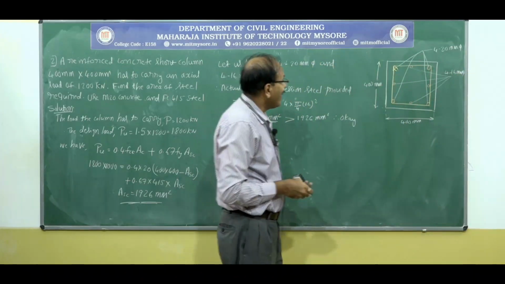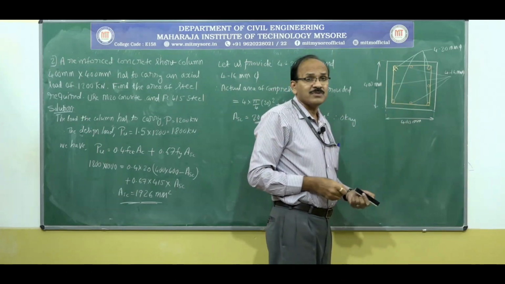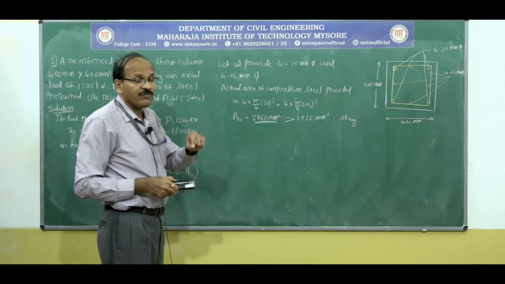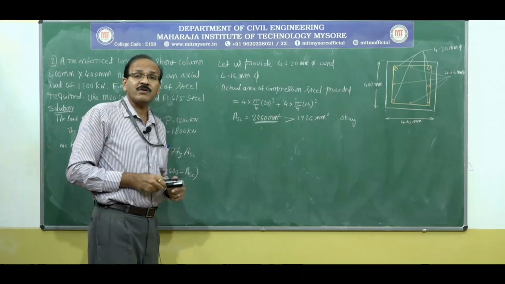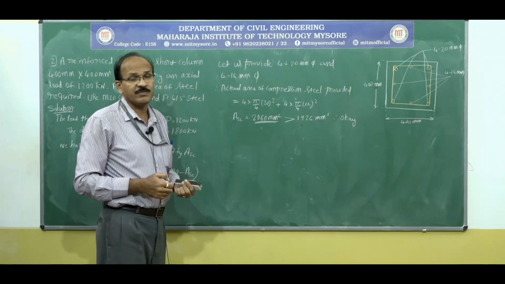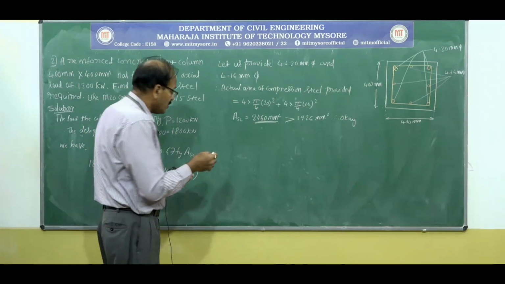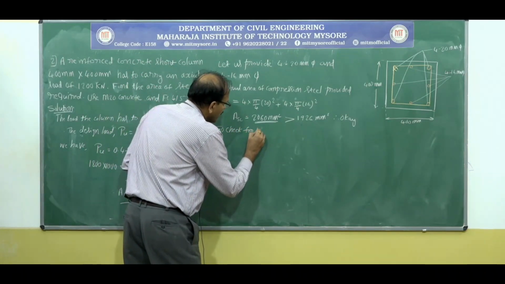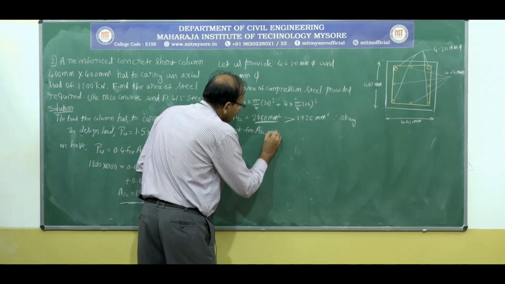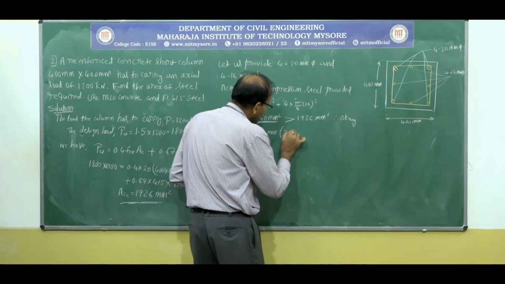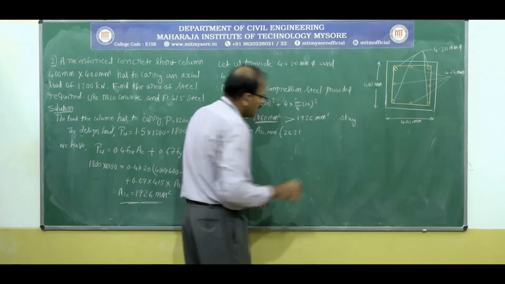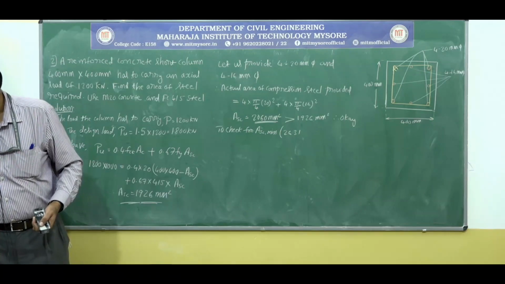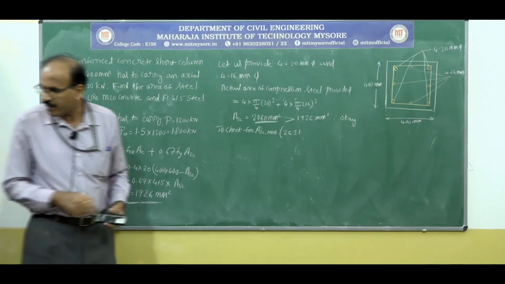Okay. Next I need to provide lateral ties. Before that I need to check for the minimum area of compression reinforcement and also the maximum area of compression reinforcement. So to check for Asc minimum, this is as per 5.3.1a, page 48.